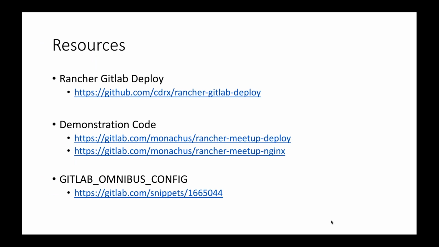Everything that you've seen me use today is available out on gitlab.com, including the GitLab Omnibus config, that if you paste that in as an environment variable for GitLab, you can spin up a GitLab instance in Rancher in seconds, and then the Rancher GitLab deploy module from CDRX.